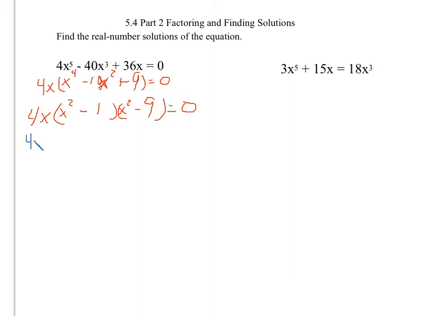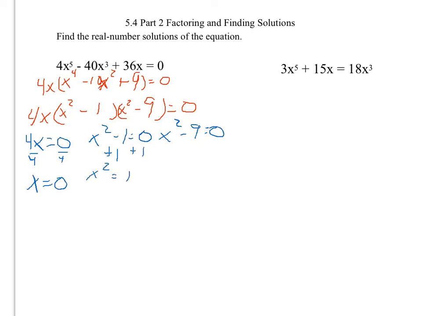So here we'd have 4x equals 0, x squared minus 1 would equal 0, and x squared minus 9 would equal 0. Here we would divide by 4, x equals 0. Here we could add the 1, so x squared equals 1. And then to finish getting x alone, we would square root. So x equals, and since we're finding x and square rooting, it's plus or minus, and the square root of 1 is 1. So there we have two answers.